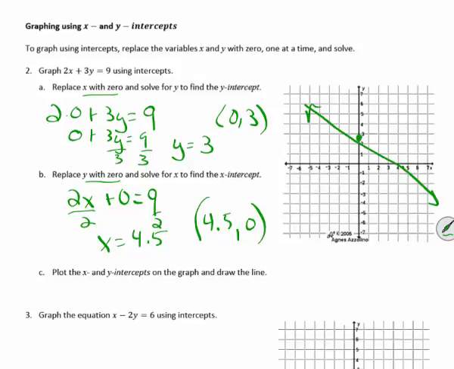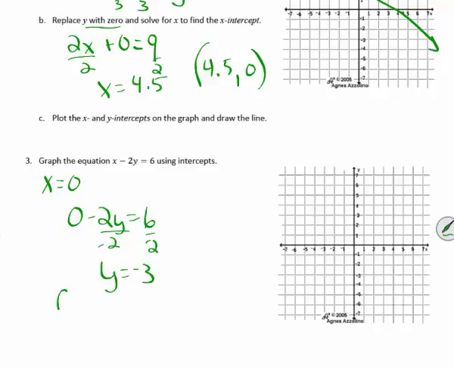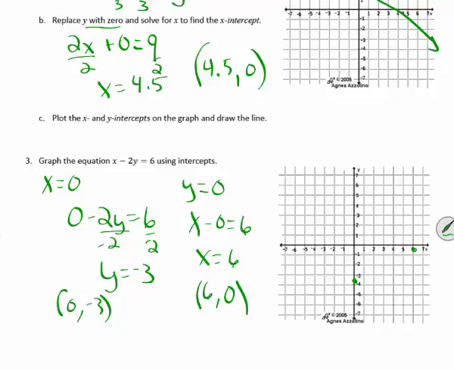Graph the equation using the intercepts for x minus 2y equals 6. First I'm going to say x is 0. So 0 minus 2y equals 6, divided by -2. So y is -3. That's the point (0, -3), down here. Then I have to fill in y equals 0. So x minus 0 equals 6. So x is 6. That's the point (6, 0), which is going to go over here. Connect. I'm not labeling mine, but you should, of course, be labeling yours.